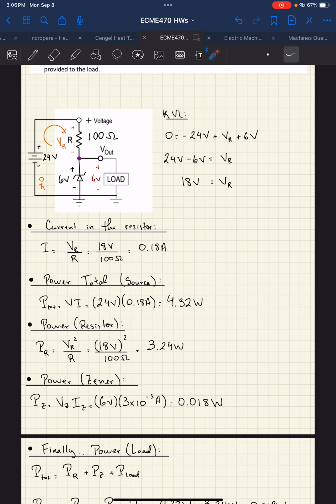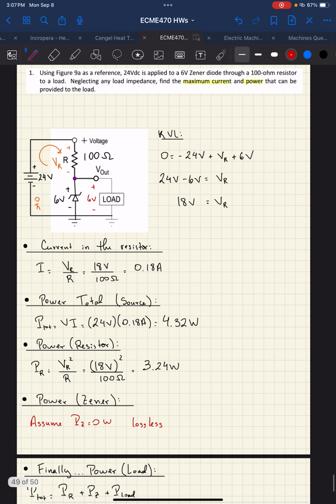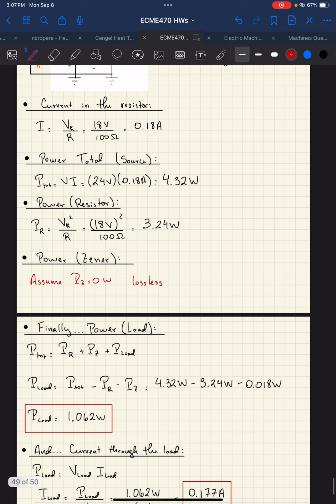So in the original version of the problem, it was assumed that you can assume lossless. So we basically would remove this part, and you would say in the older version we would assume P Zener is 0 because we weren't given any information, lossless. Obviously that's not realistic. You're going to have power loss in the Zener, but for rough calculation, we assume the Zener is lossless. If we assume the Zener is lossless, then PZ is negligible, so it's just 0 watts. So basically this part goes away.